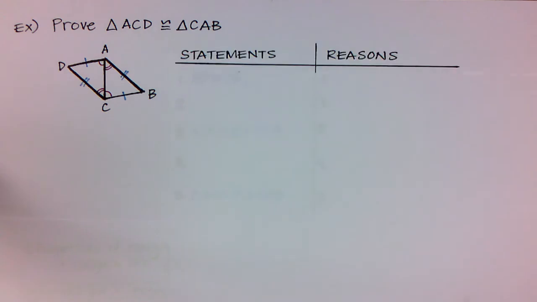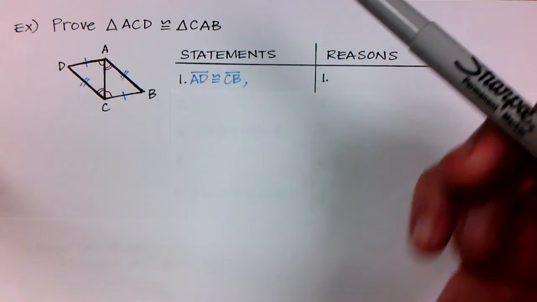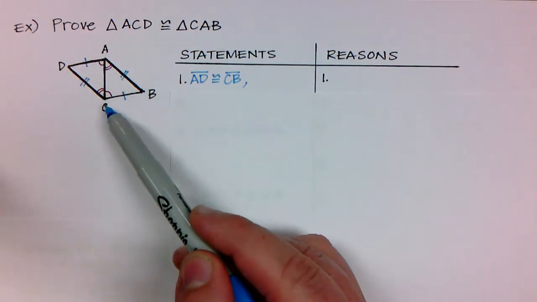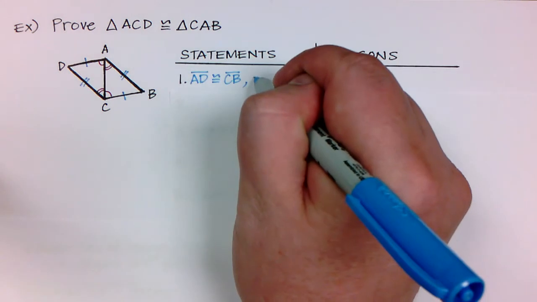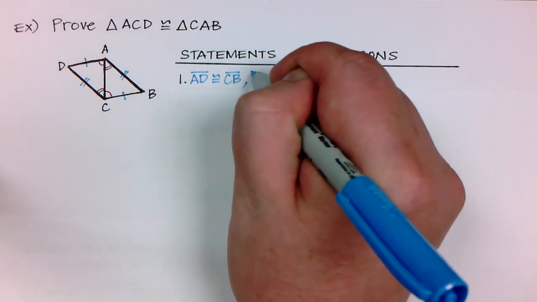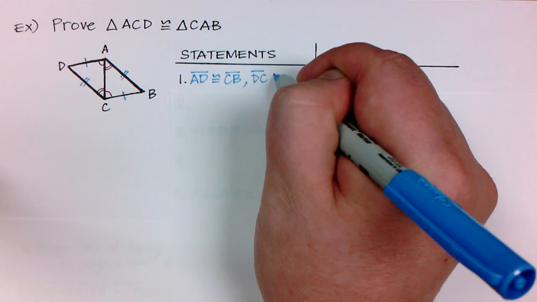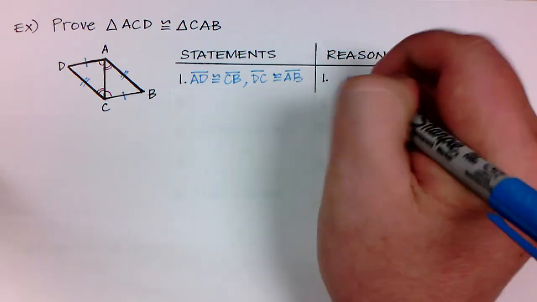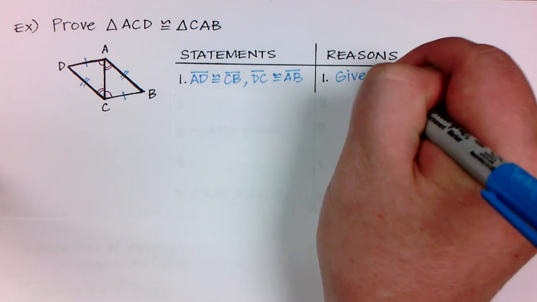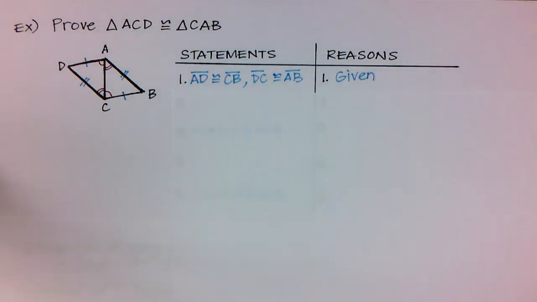So let's go ahead and make our proof. In the beginning, I'm looking at just some line segments, and I can already see that AD is congruent to CB. And also, I'm given that DC is congruent to AB. This was given in the very beginning. Just from the diagram, I could see that.